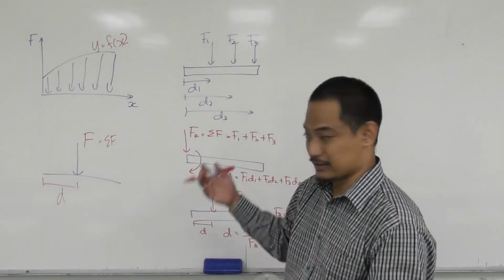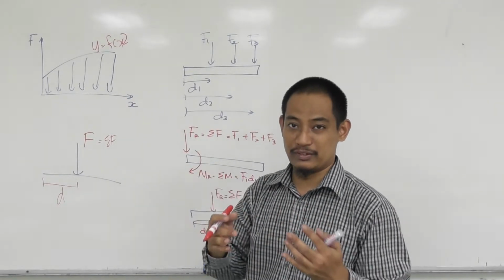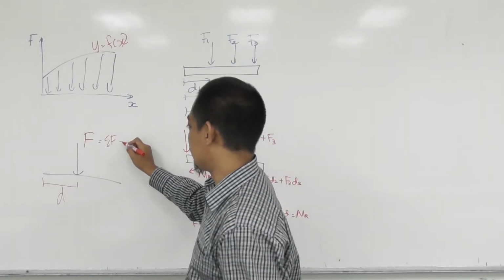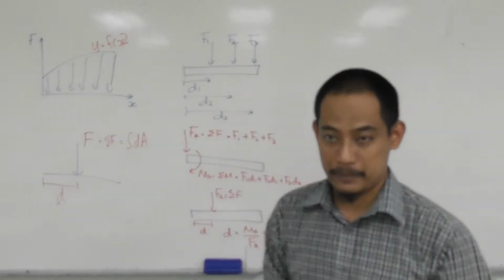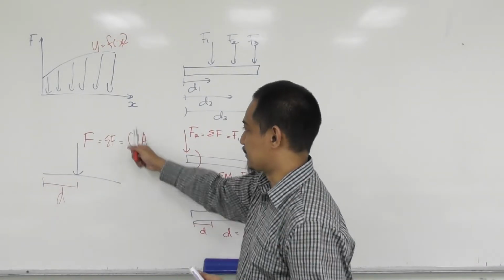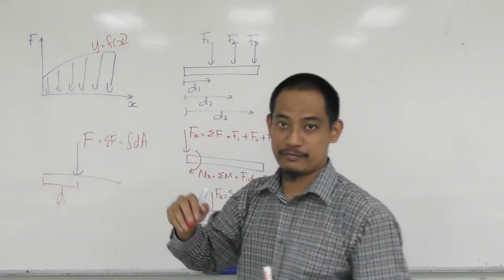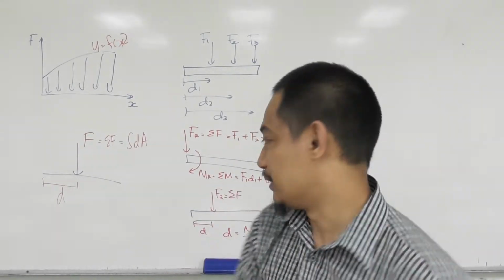The force is just simply the summation of all forces there, right? And in terms of integration, because this one is a curve, it's basically the integration of dA, right? When you integrate dA, you get A, because this is simply just the area under the graph. So the area under the graph will give you the force, right?